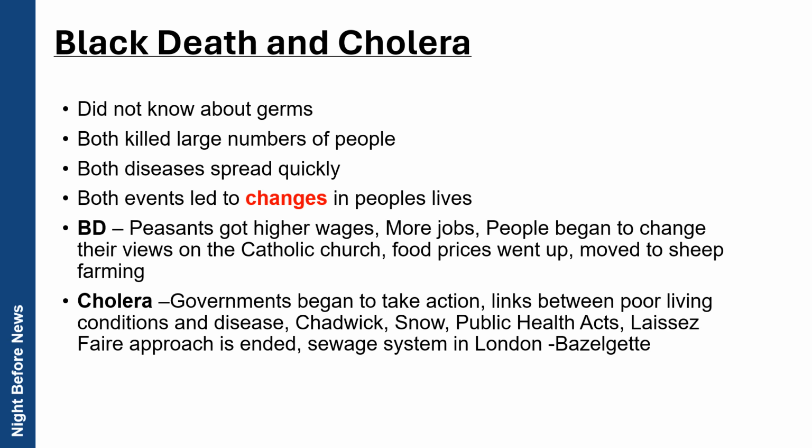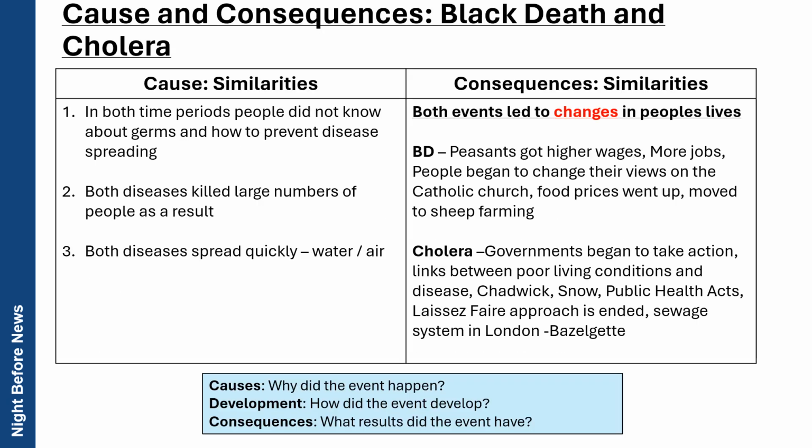So for example, they didn't know about germs, they both killed large numbers of people, the disease spread quickly, they led to changes in people's lives, and then I've put here some of the changes that resulted of this. What I can then do is I can start to think, okay, how am I going to structure my paragraphs? So I'm going to talk about the causes in my paragraph 1, that they both didn't know about germs, that the disease spread quickly, and then in my second paragraph I can start to write about how the event changed people's lives and the consequences of that.